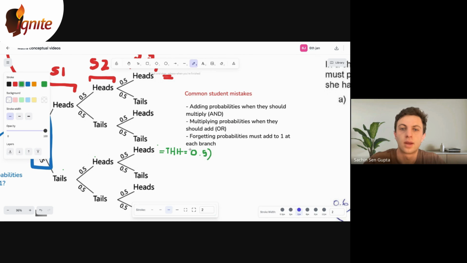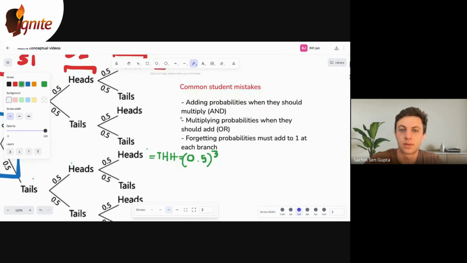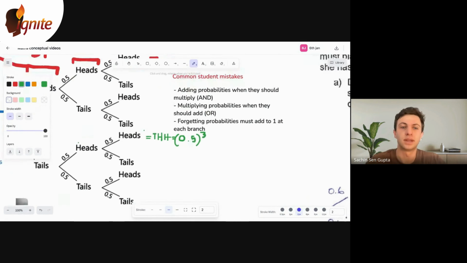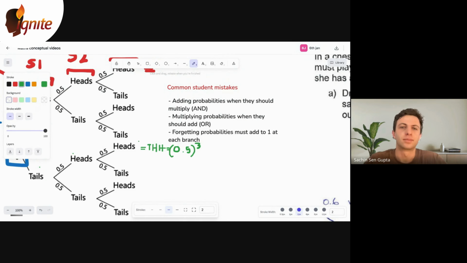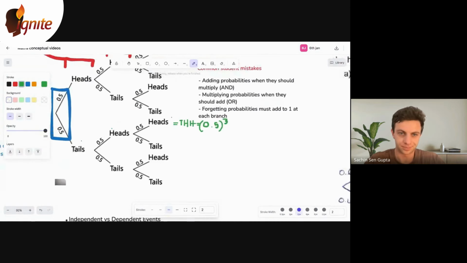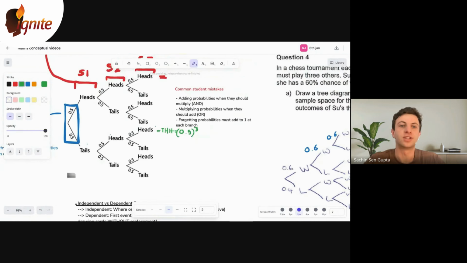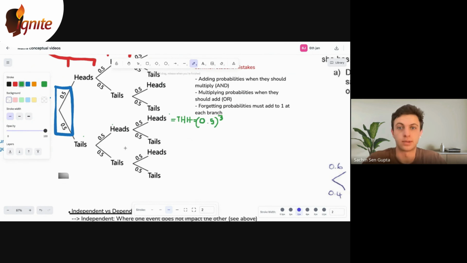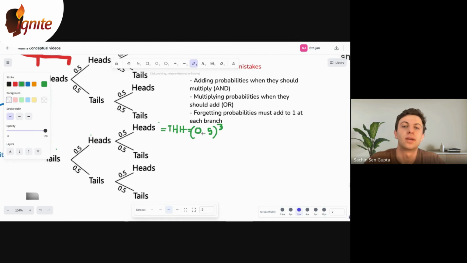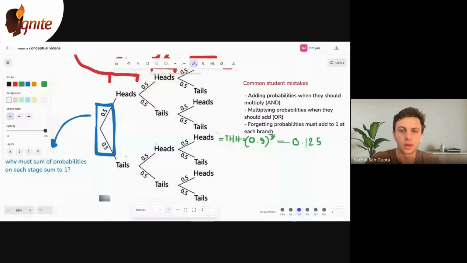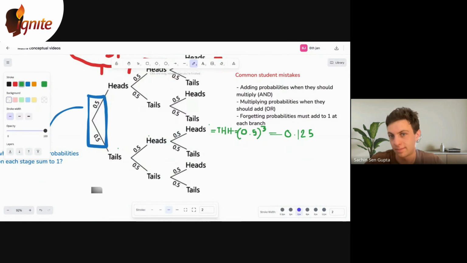Now, why are we multiplying the probabilities? A common mistake is multiplying probabilities when they should add, or adding probabilities when they should multiply. The reason we multiply is that when you think about it, it's tails, then a head, then a head. You need to multiply because you're relying on all of them occurring. It's not just this or this or this. It's this and then this and then this. They all need to occur. So that's really important, and that's why it's 0.5 cubed, which equals, if I just get my calculator, 0.5 cubed is 0.125. So that's the probability of flipping a tail, then a head, then another head.